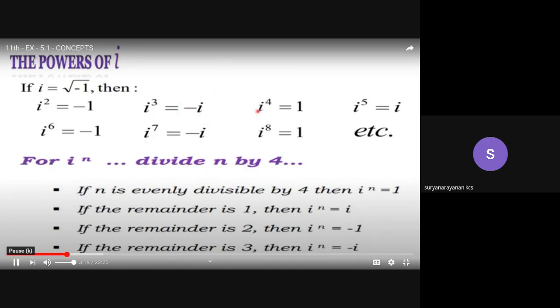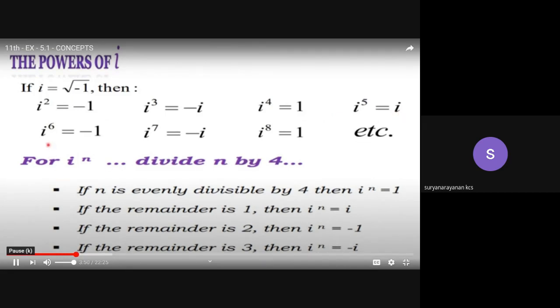Similarly, i power 4. How can you write i power 4? i square whole square. What is the value of i square? Minus 1. Minus 1 whole square value is 1. Understood these values, my dear children? Right. Similarly, i power 5. How can you write it? i power 4 into i. Can I split it as two factors? So what is the value of i power 4? 1 into i. Finally, we get i.